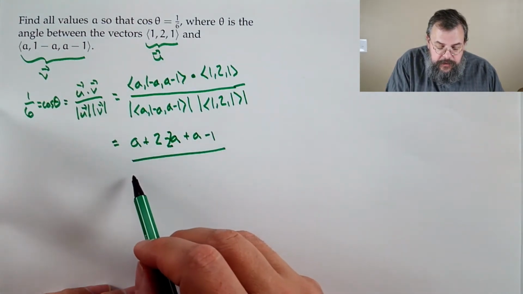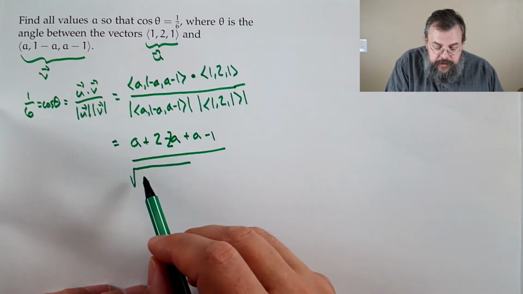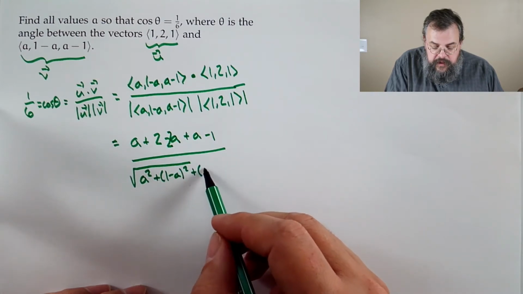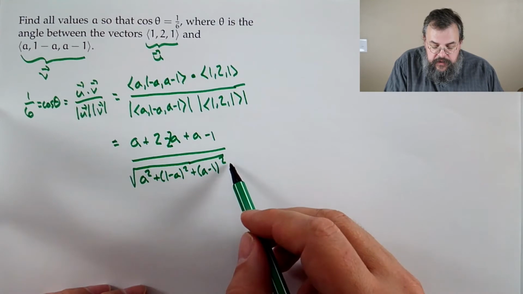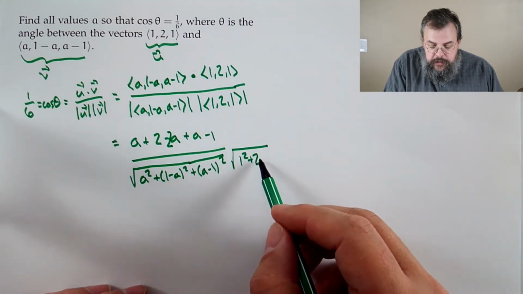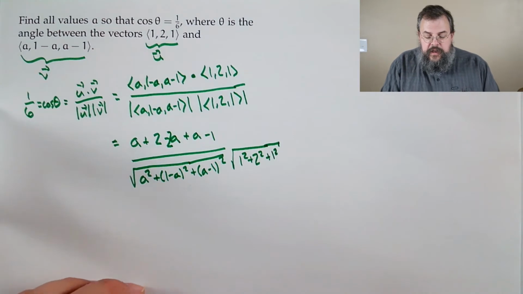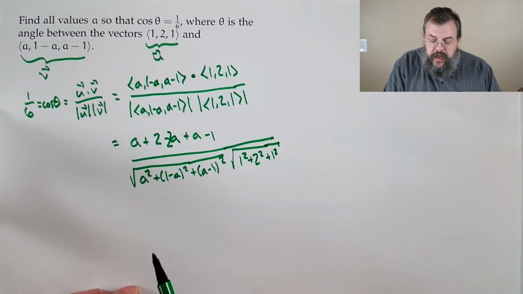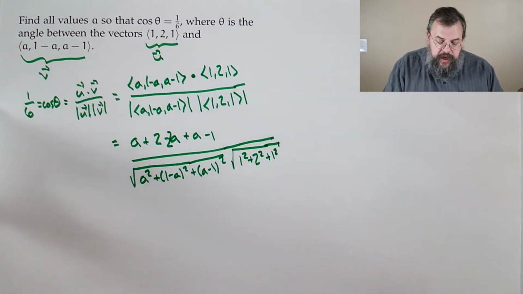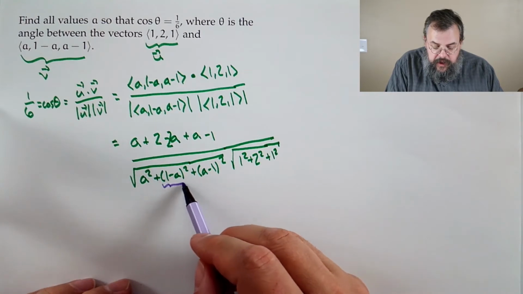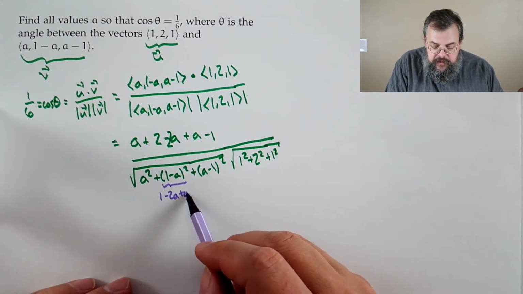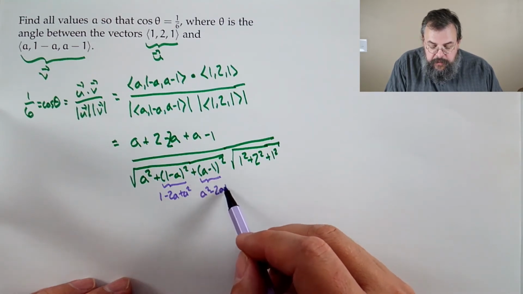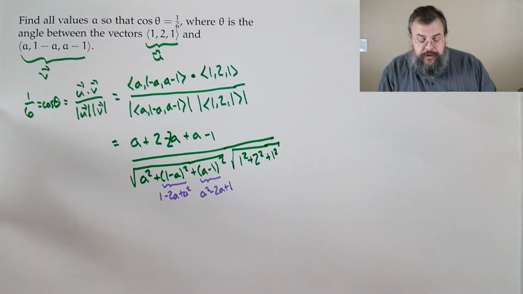And then downstairs, we have the square root. Here we'll have a squared plus 1 minus a squared plus a minus 1 squared. And then over here, the square root of 1 squared plus 2 squared plus 1 squared. Now, we take a look and say, well, can we simplify anything? Before we do that, let's actually do a little bit of expanding down here. 1 minus a squared is 1 minus 2a plus a squared. A minus 1 squared is a squared minus 2a plus 1. All right. Okay, that seems reasonable.